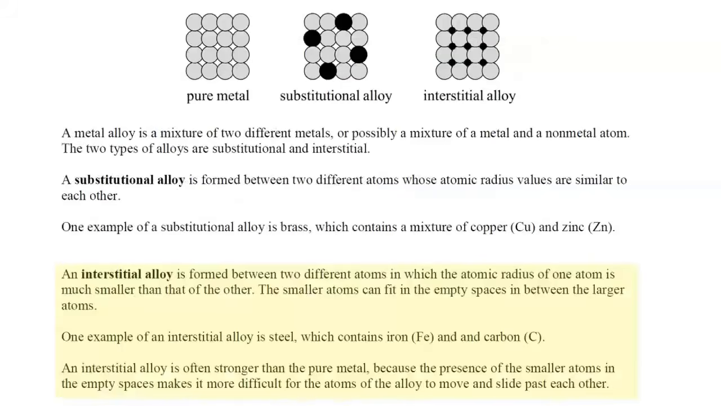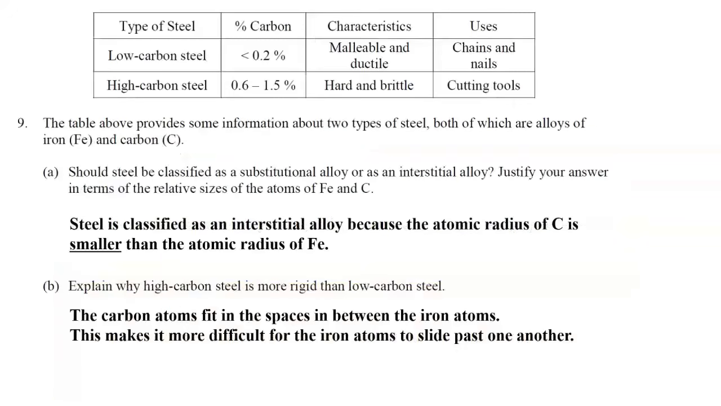On this slide it says that an interstitial alloy is often stronger than the pure metal because the presence of the smaller atoms in the empty spaces makes it more difficult for the atoms of the alloy to move and slide past each other. So that's our explanation in part B. Explain why high carbon steel, which again contains a higher percentage of carbon, is more rigid than low carbon steel. The carbon atoms fit in the spaces in between the iron atoms, and this makes it more difficult for the iron atoms to slide past one another.